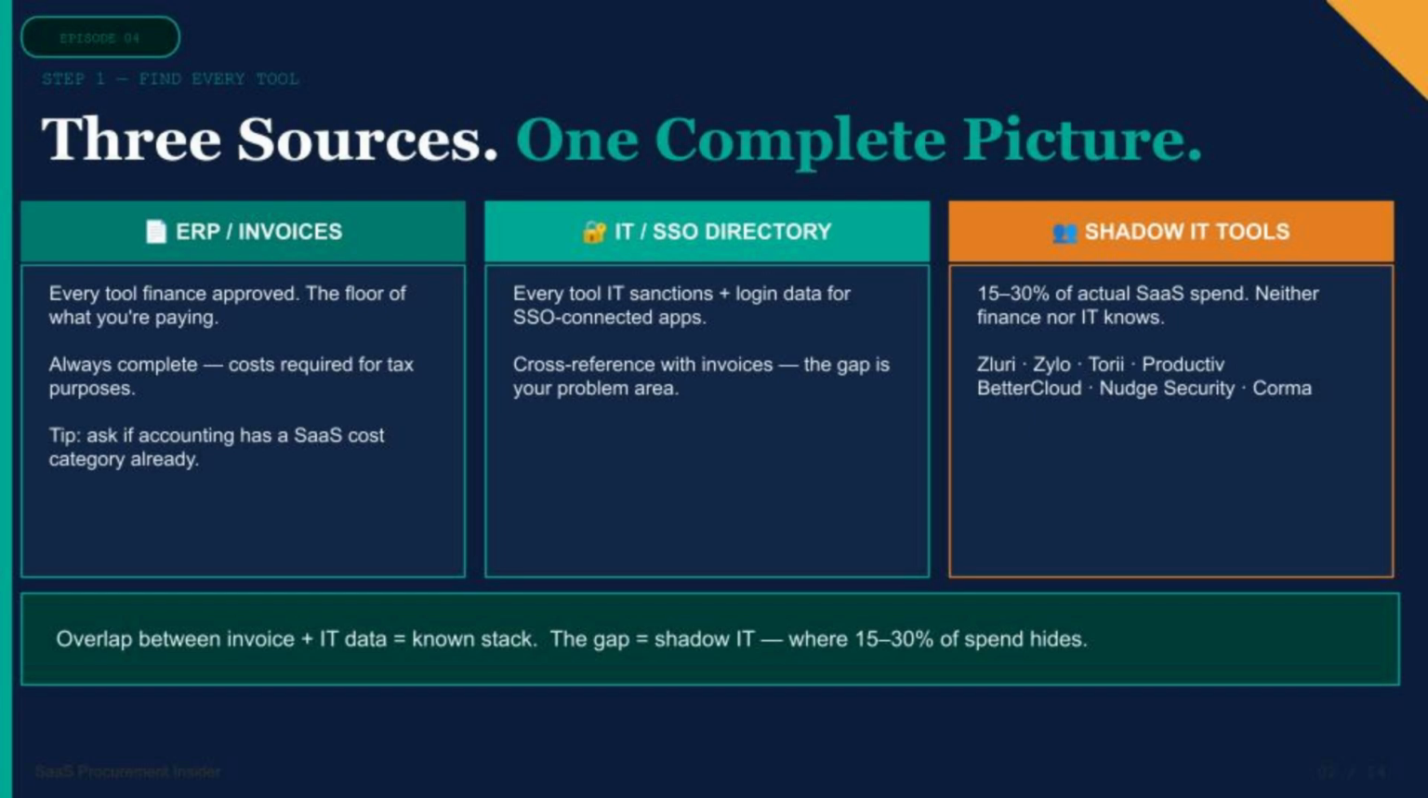Let's start with the most important question. Where do you actually find the data? There are 3 data sources you need. Used together, they give you a complete picture. Used in isolation, each one leaves a significant blind spot.